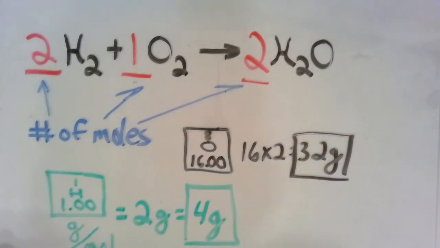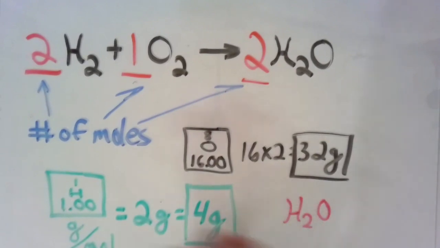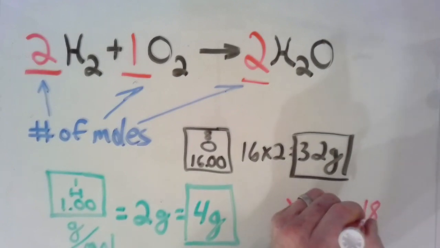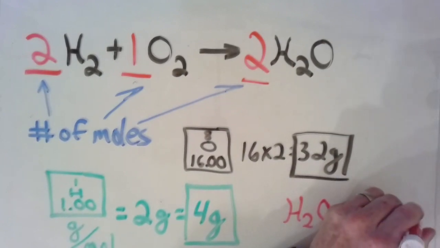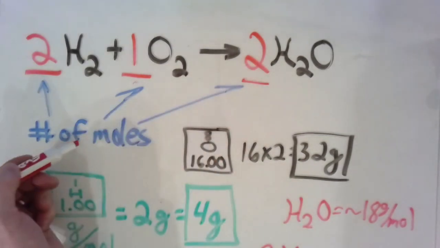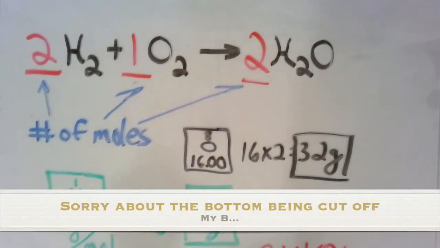Now, remember, the water in this case is H2O. And from earlier in the video, we learned that water is approximately 18 grams per mole. Now we would take 18 grams per mole and multiply it by 2. Why 2? Because there's 2 moles of water here. And what we end up with is a total of 36 grams of water that's produced.